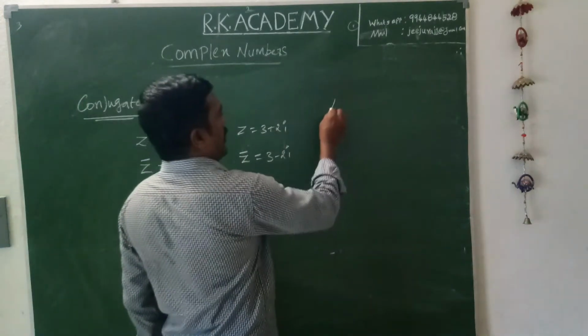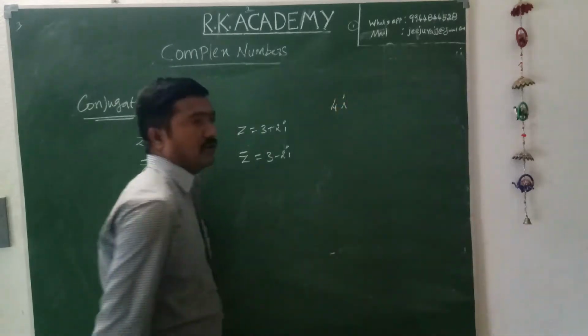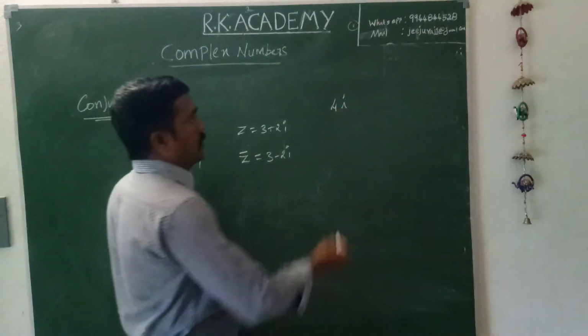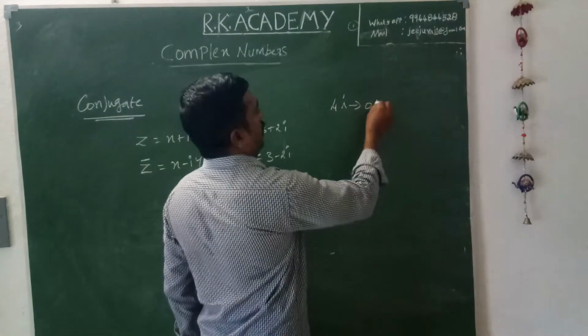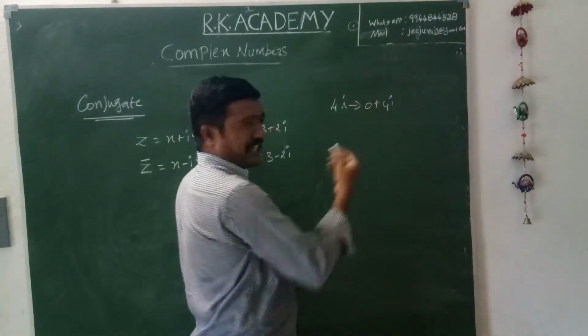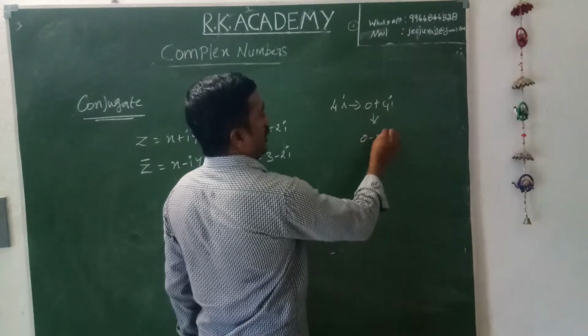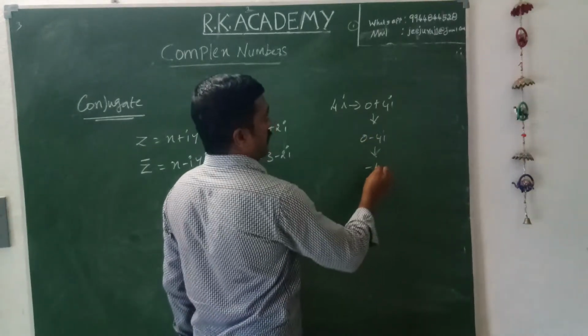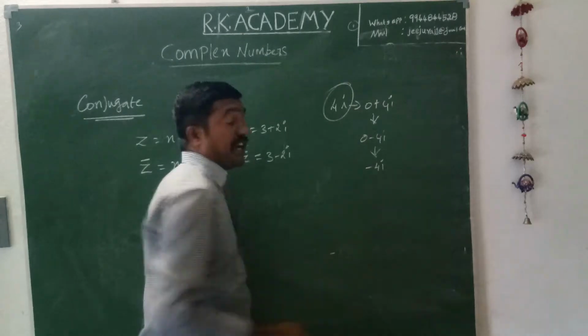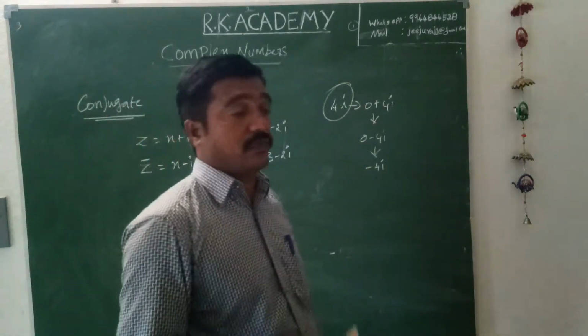Suppose now I am writing a complex number 4i. How can we write this one? We write 0 plus 4i. What is the conjugate of this one? Conjugate is 0 minus 4i, which is minus 4i. The conjugate of 4i is minus 4i.